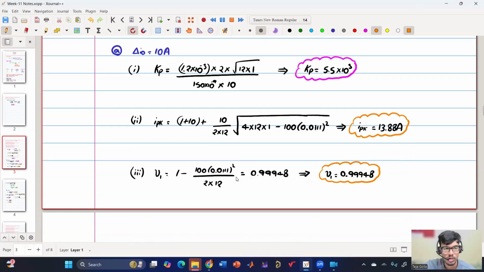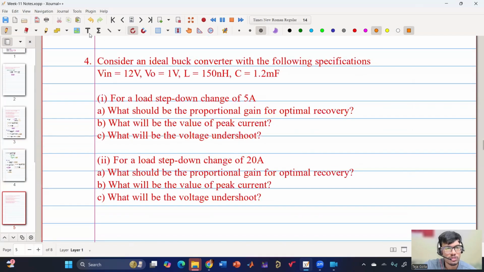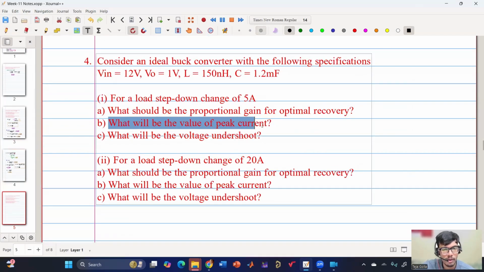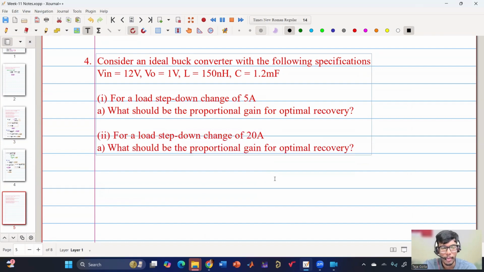Yes, sir. Okay. So in such case, we can move to our next question. So in this question, one mistake is we'll not have a peak current as well as voltage undershoot because it is stepped down. So we'll have only one part. So I'll just modify this. So in this question also, same thing. We'll be considering the same ideal buck converter with the same specifications. Now I will change the I naught step down, right? So now previously it had some current and now it has step down of 5 amperes and step down of 20 amperes.